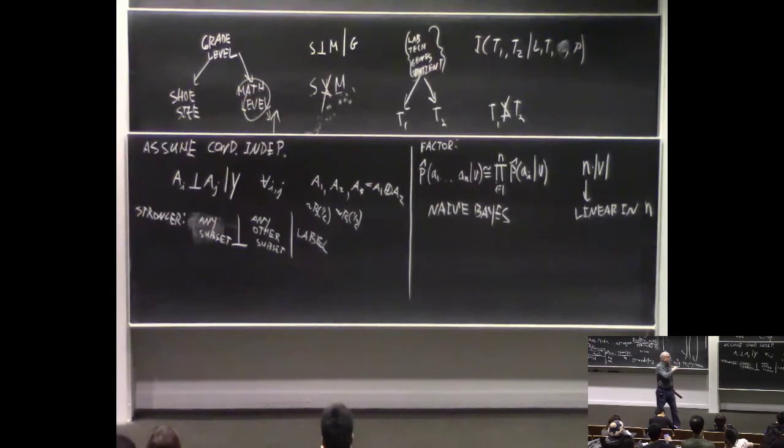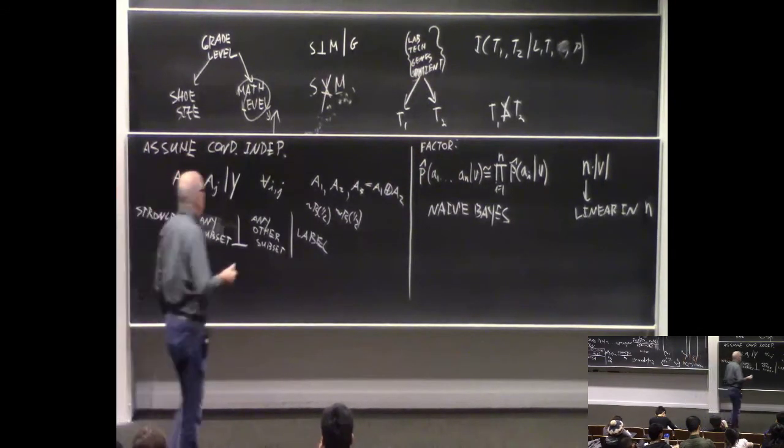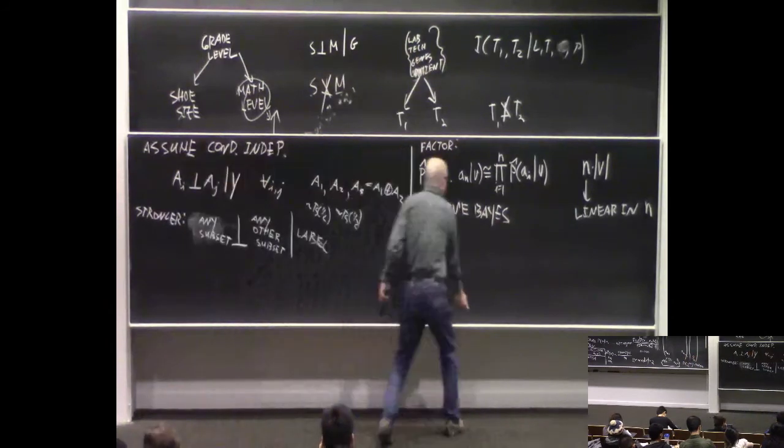The crux of the naive Bayes method is reducing the number of parameters of the model from exponential in the number of covariates to linear in the number of covariates. And the way we do it is by making very strong conditional independence assumptions. Conditioned on the label, we say that all of these are independent of each other.